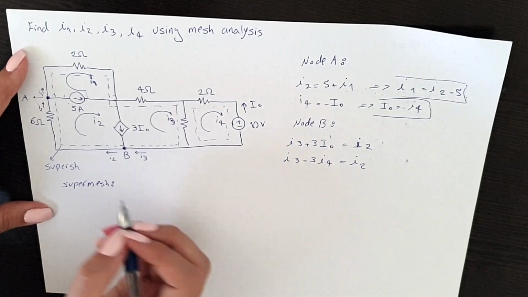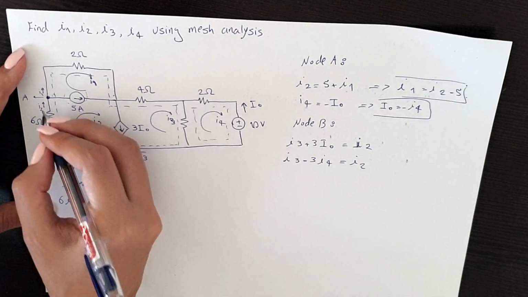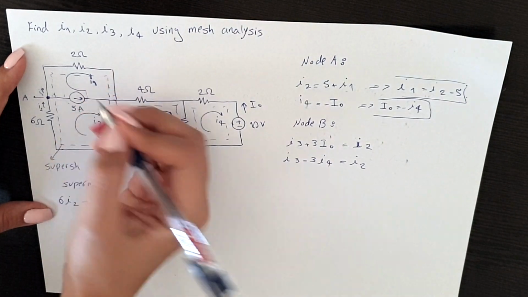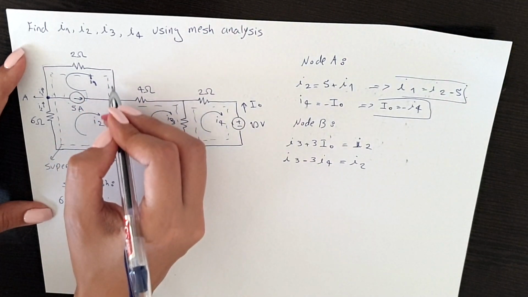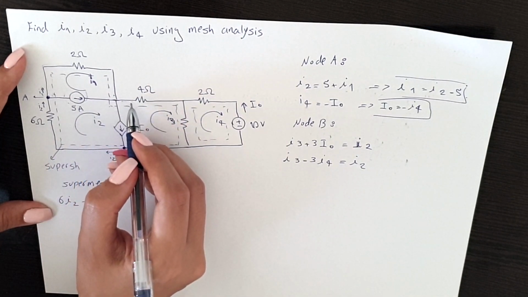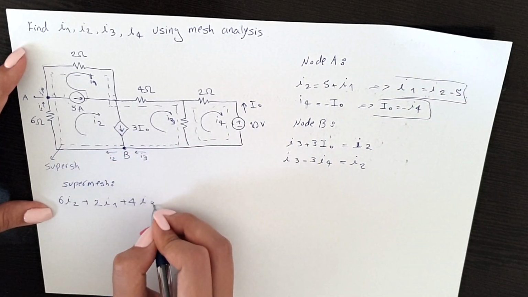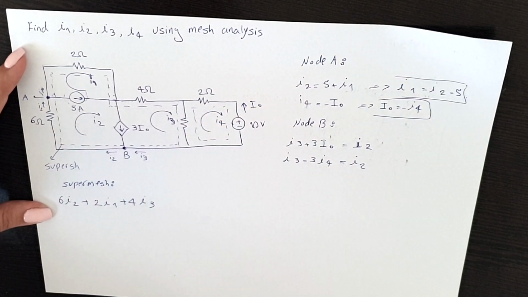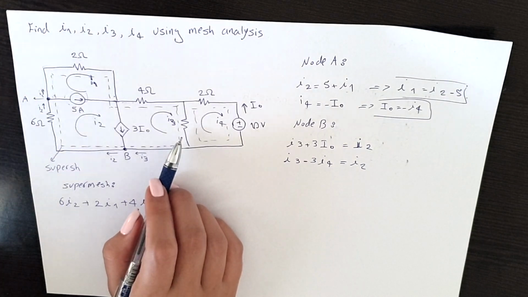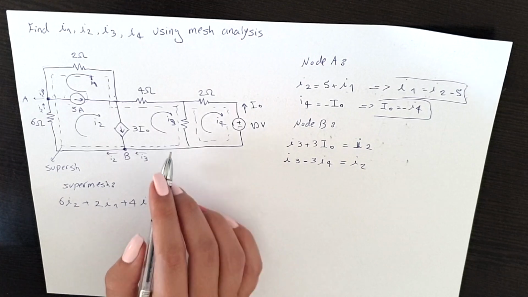So for our supermesh, I start from here. I say 6I2 because the current here is I2. And then I go around it, I find another resistance. The current is I1, so 2I1. Then I come down again. We're just considering the borders. We don't go down. We're just going to the border of our supermesh. Plus another resistance for the current here, I3. Then we're coming down. And we see that this... I forgot to put that.